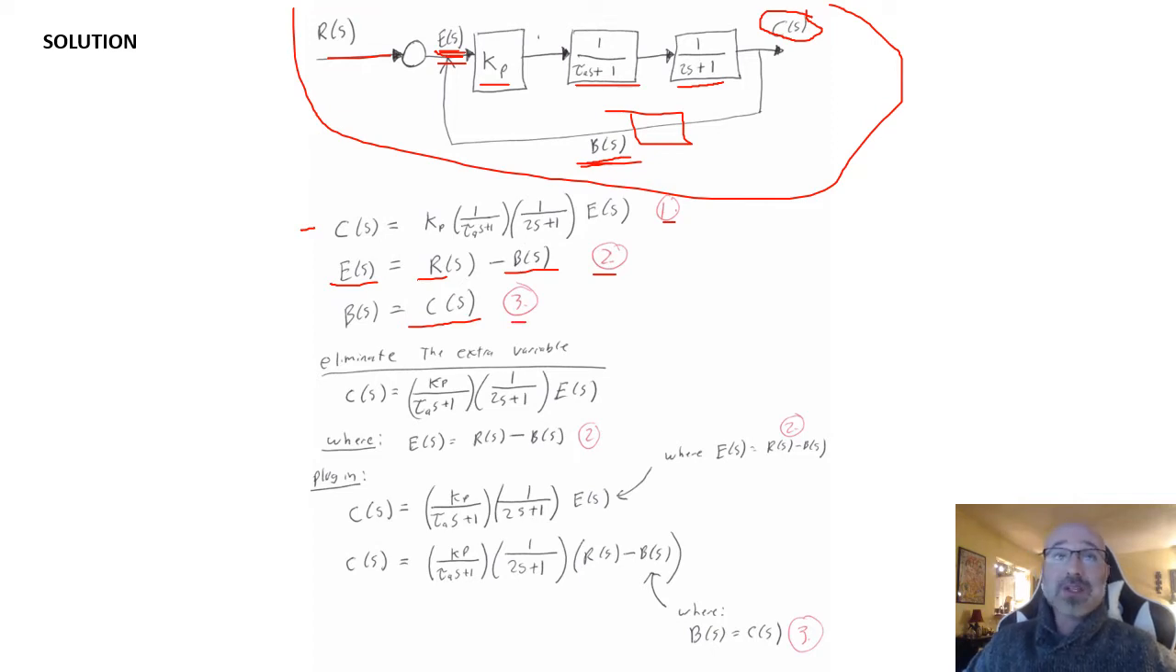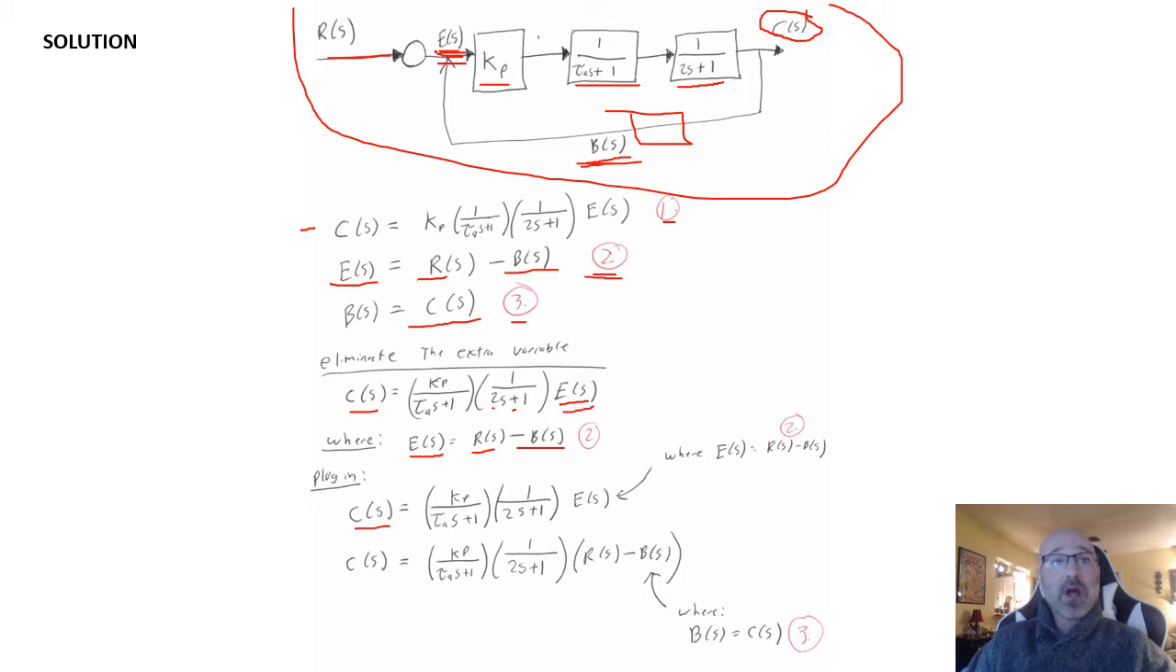What we want to do now is eliminate the extra variables. Here's our governing equation from equation 1. C of s is equal to, and I multiply my k sub p through right here. I'm going to leave it in terms of tau sub a as I start. This is k sub p over tau sub a s plus 1 times 1 over 2s plus 1 times our e of s, where from equation 2 we have something we can plug in for e sub s. So e sub s is equal to our input r sub s minus our b sub s from our feedback loop. So we can plug that all in right here.